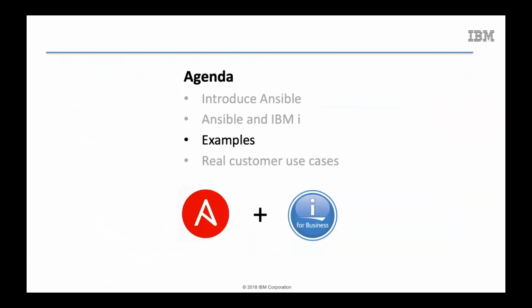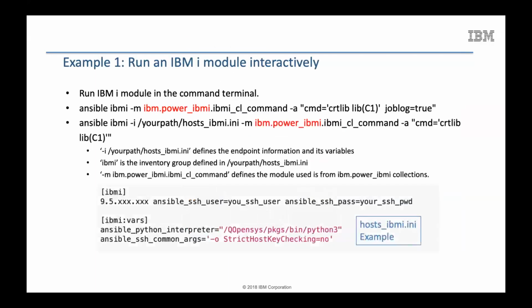Now I will give some examples. The first one is very simple. We execute the IBM CL command module interactively. When you execute the Ansible commands, you need to specify which endpoints you want to select to run the task. In our case here, IBM is the group of endpoint systems. By default, Ansible will go to the default inventory file location to see what endpoint systems are defined for group IBM. If nothing is found, you need to specify an inventory file location explicitly, as shown in bullet 3 with the -i option.